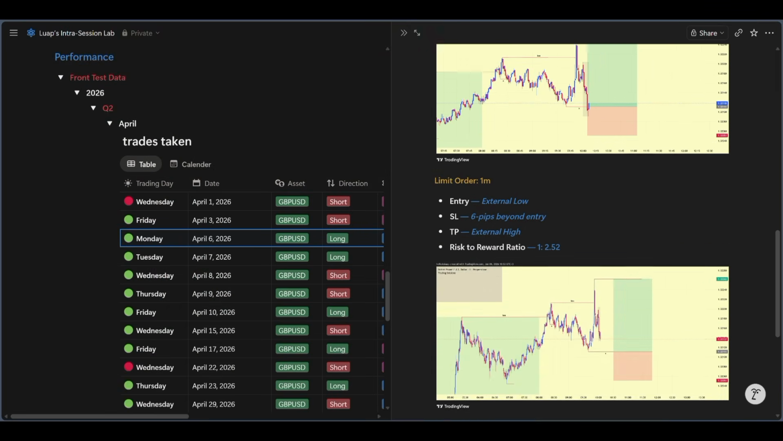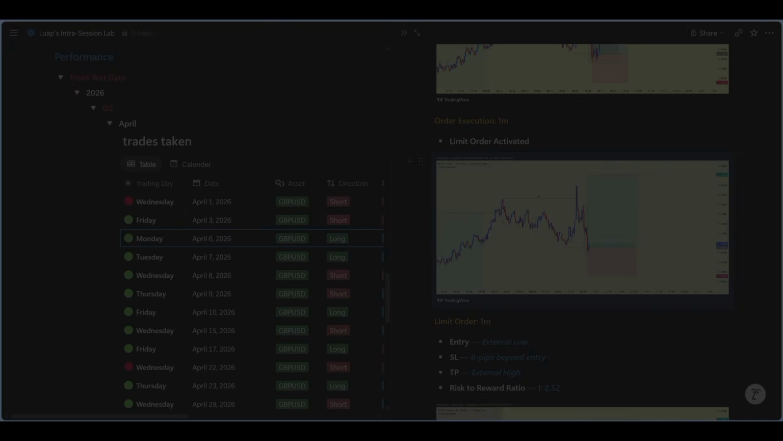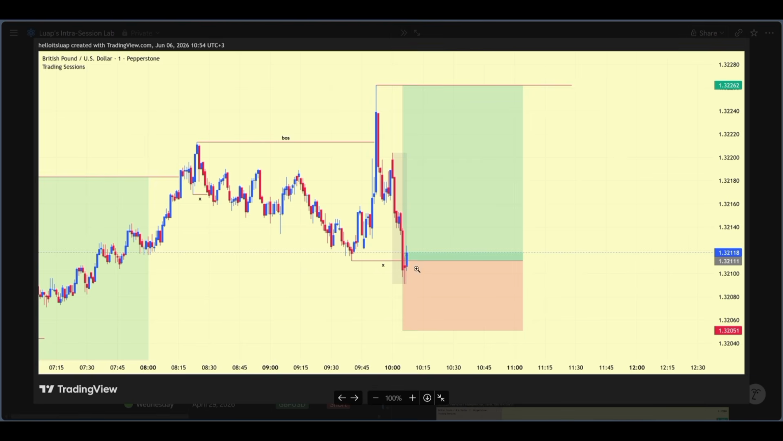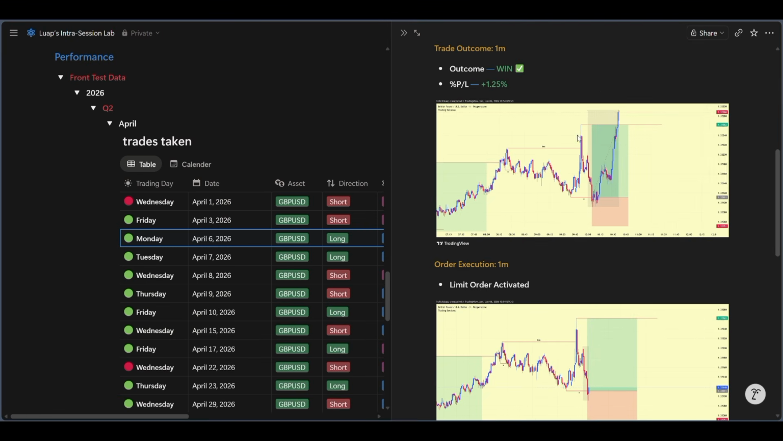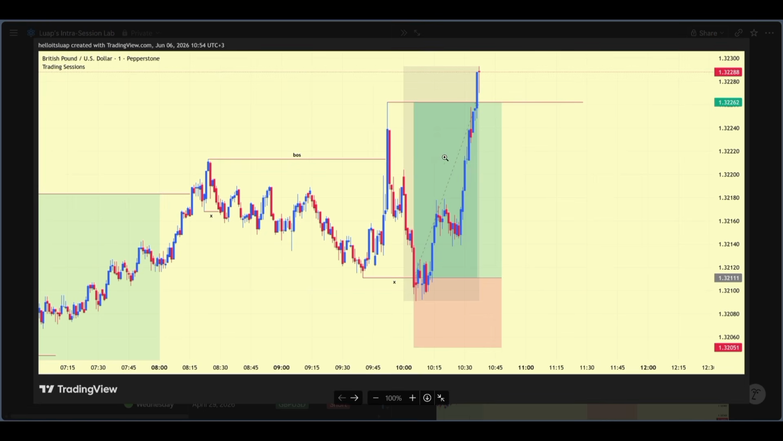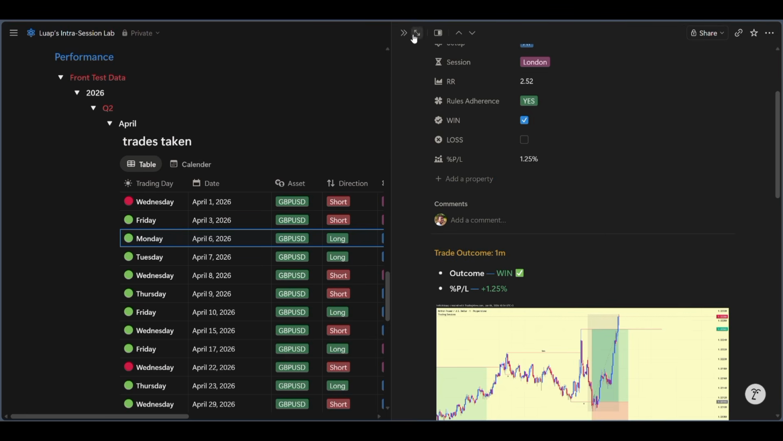And as you can clearly see, in no time price triggered my limit order, or my limit order got activated exactly right there, giving that reaction. And of course, in a matter of time, price headed all the way towards the external liquidity, giving me a 2.5 RR. Yeah, you can clearly see just that.